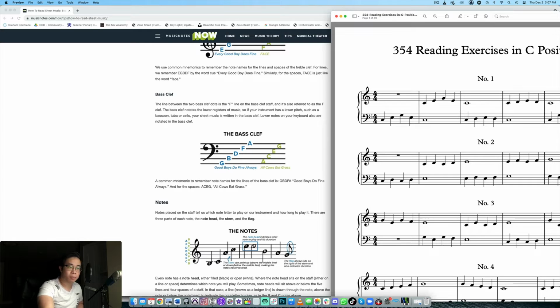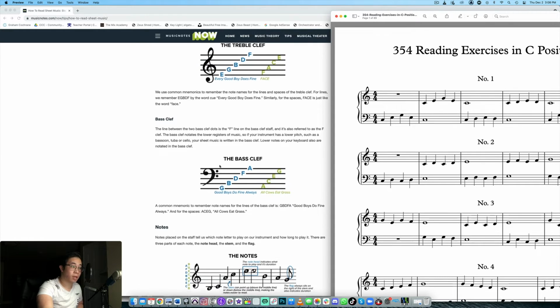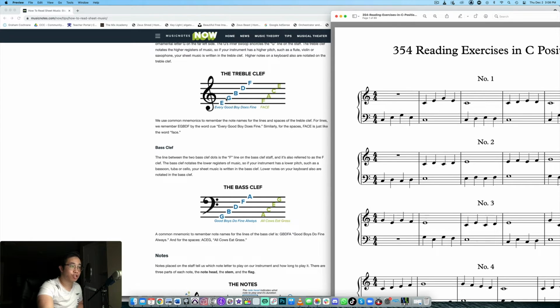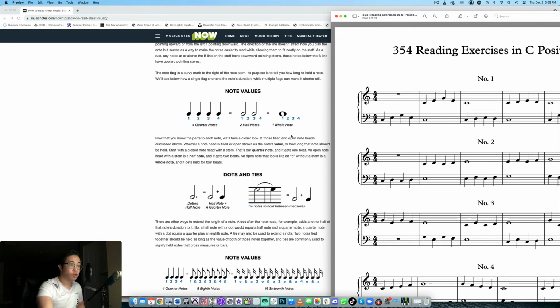In terms of a landmark, like what can you use as a memory key, some people use F. Because the bass clef almost looks like a capital F, the 2 dots surrounding the 4th line is F, as you can see. So the word fine or the word fudge would be your memory key there. So some people remember the F in the bass clef, which is the 4th line, and then the G in the treble clef, which is the 2nd line.